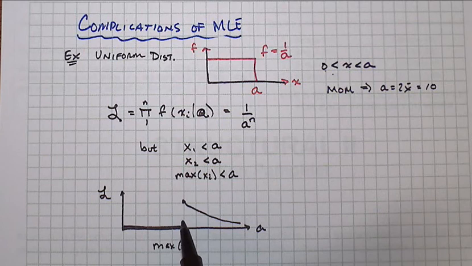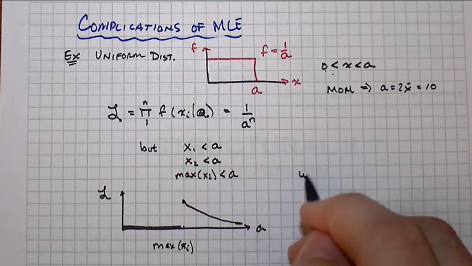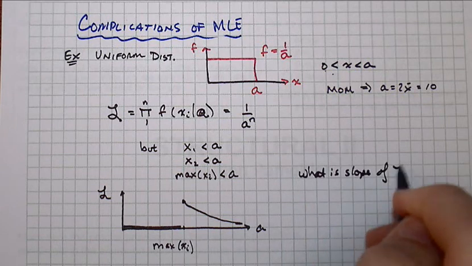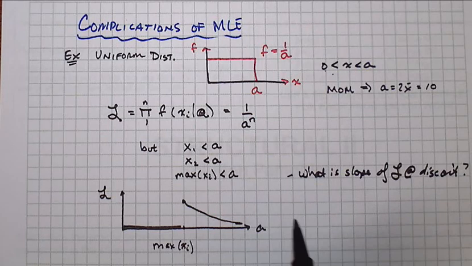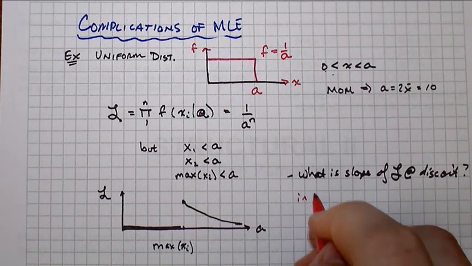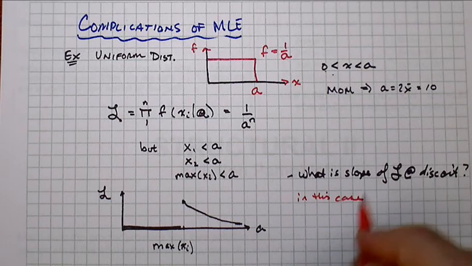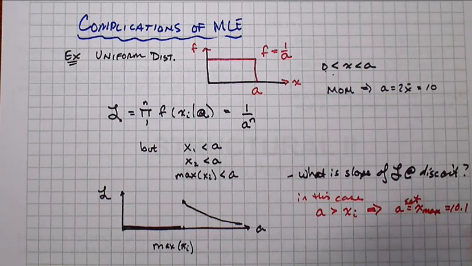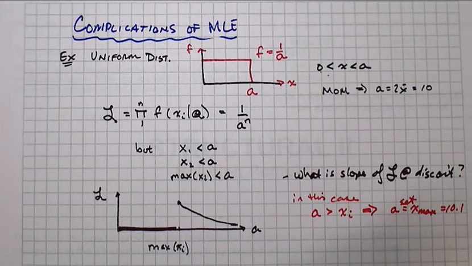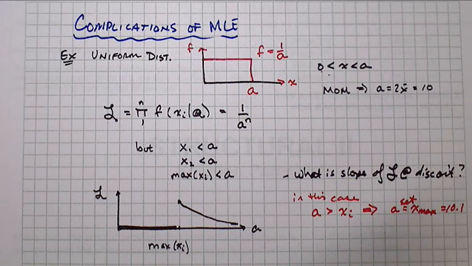Right? And so because of that, you end up with a kind of goofy thing of, well, what's the slope of L at a discontinuity, and how do we handle it? Well, here it's a fairly straightforward way to handle it. We know that A has to be greater than xi, and so we'll go ahead and just set A equal to x max, and that would be equal to 10.1. And you know, of the two approaches, there's not much of a difference here in this particular case, but that's not always going to be the situation.